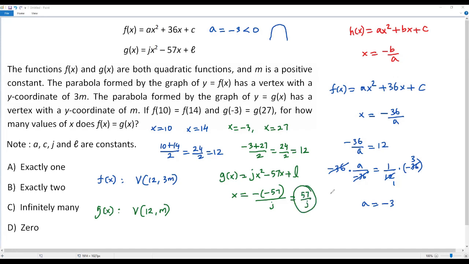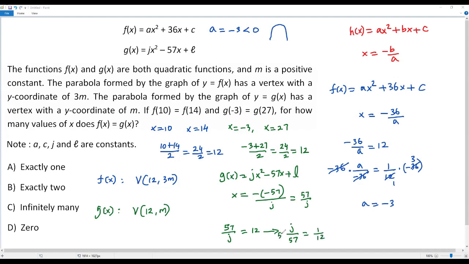This is the x coordinate at the vertex of the quadratic function g of x, but already we got the x coordinate for the function g of x, that is 12. We can equate this 12 and 57 over j. Okay, now let me equate it. 57 over j equals 12. Now let's take reciprocal on both sides of this equation. Then I'm getting j over 57 equals 1 over 12.